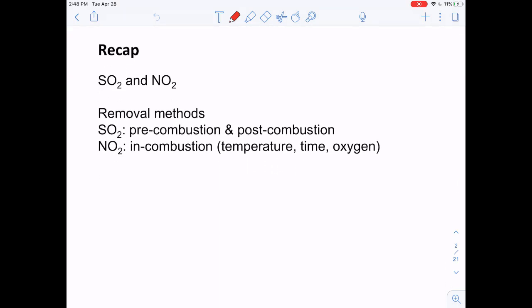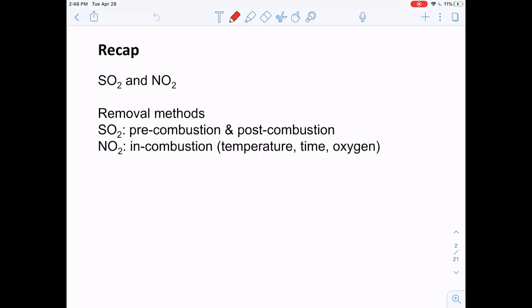So last class we introduced the other two types of criteria air pollutants, right? So sulfur dioxide and nitrogen dioxide. We introduced how they're being formed. Also, we introduced their removal methods. More specifically, sulfur dioxide can be removed by a pre-combustion and post-combustion method.